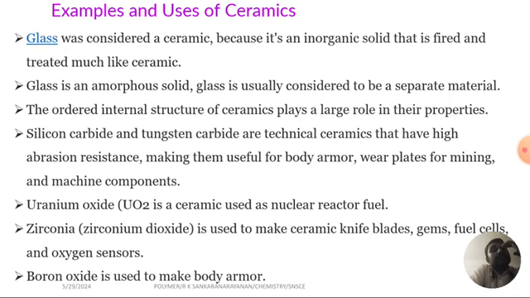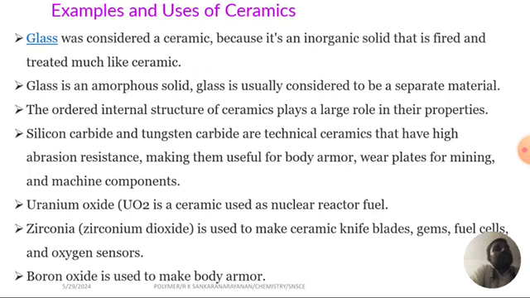Examples and uses of ceramics. Glass was considered ceramic because it's an inorganic solid that is fired and treated much like ceramics. Glass is an amorphous solid. Glass is usually considered a separate material because it contains silica. Ordered internal structures play a large role in the properties. Silicon carbide and tungsten carbide are technical ceramics that have high abrasion resistance, making them useful for body armor, wear plates for mining, and machine components because they are so hard.